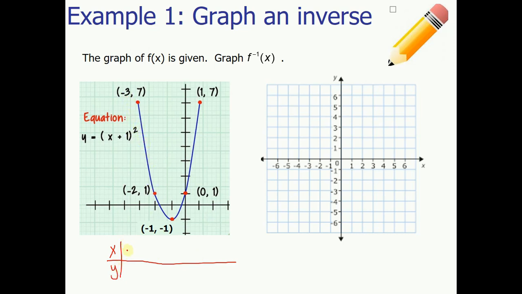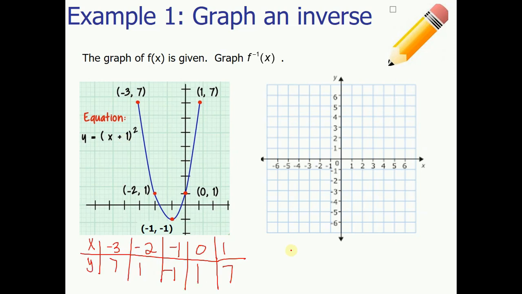So my points: one at (-3, 7), another dot at (-2, 1), another one at (-1, -1), and I got one at (1, 0), and then (1, 7). And so this is a parabola, the equation of (x + 1) squared. So now all we need to do is take that table that we just wrote down and then find the inverse of the other one.